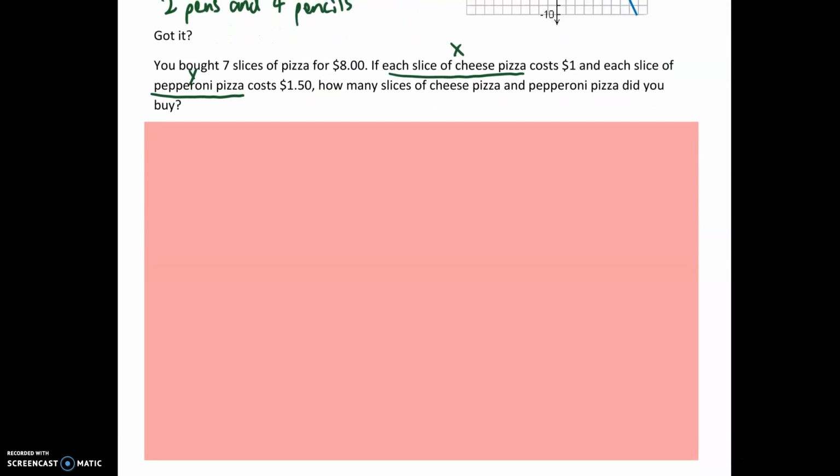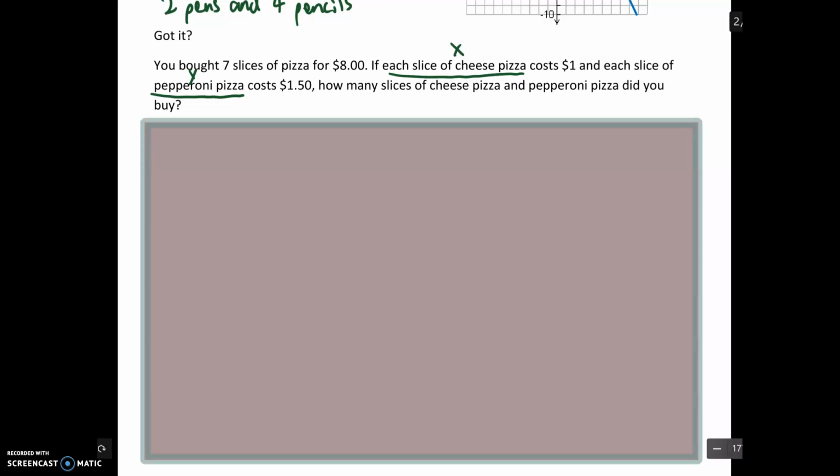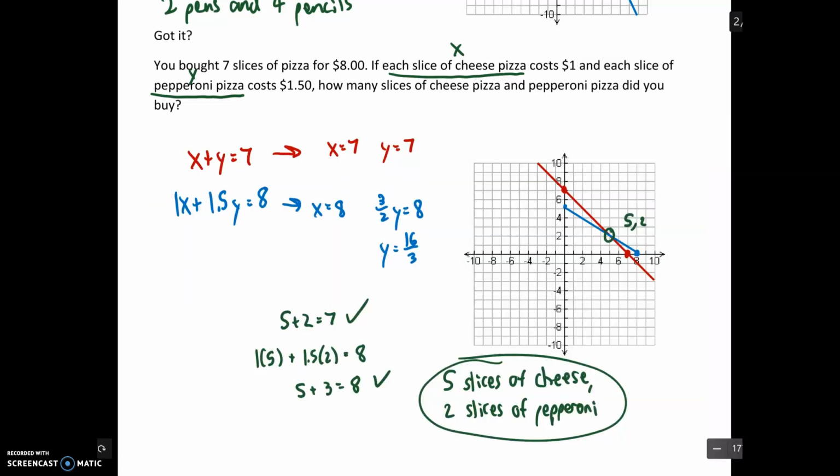I guess using that hint, maybe you can set up a couple equations there and solve it just like that last one. But looking at our answer now, it looks like that's going to be, again, one equation describing how many pieces you have. If I have 7 slices put together, that's just cheese and pepperoni added together to get 7.